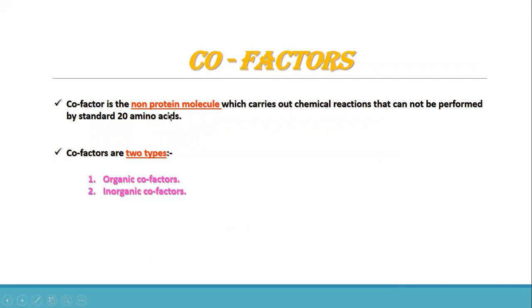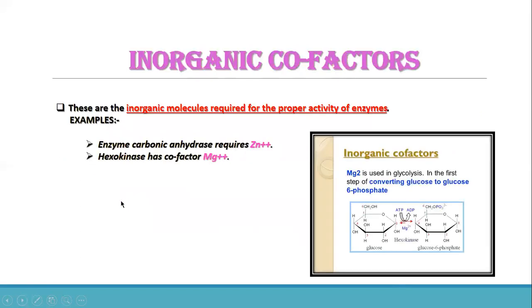Cofactors. A cofactor is a non-protein molecule which carries out chemical reactions that cannot be performed by the standard 20 amino acids. Cofactors are of two types, organic cofactors and inorganic cofactors. Inorganic cofactors, as the name suggests, are inorganic molecules required for the proper activity of an enzyme. Example, hexokinase needs Mg2+ to convert glucose to glucose 6 phosphate.